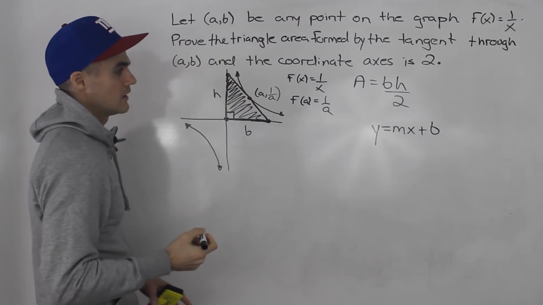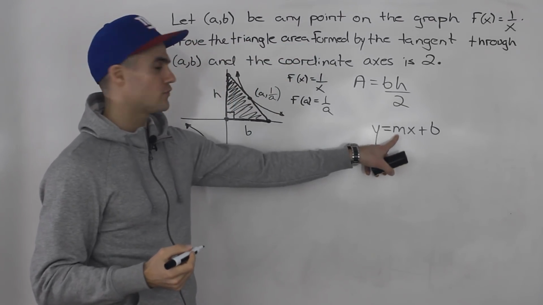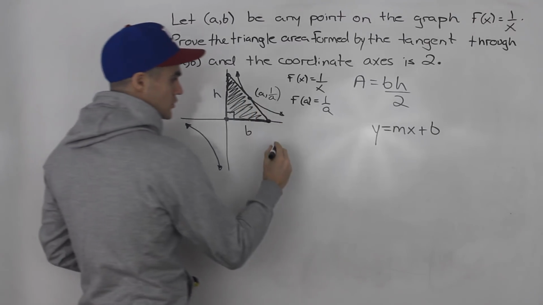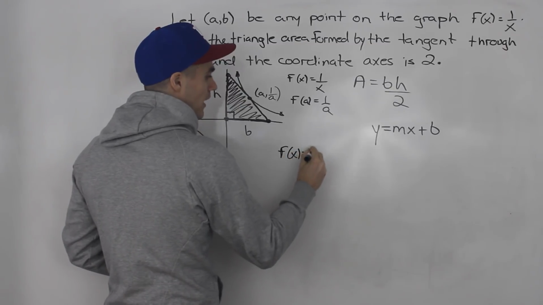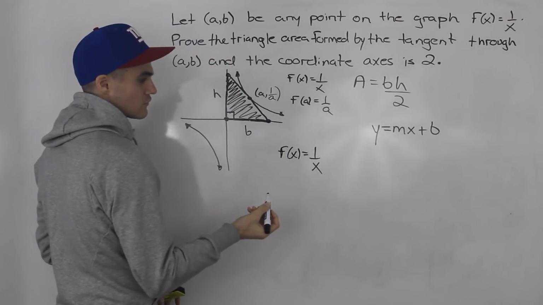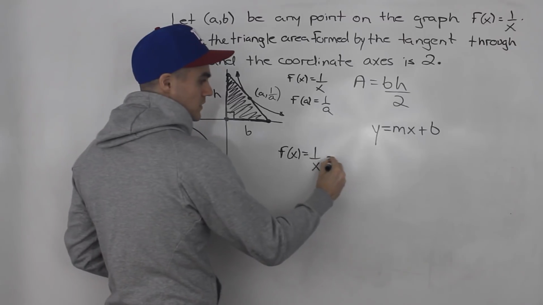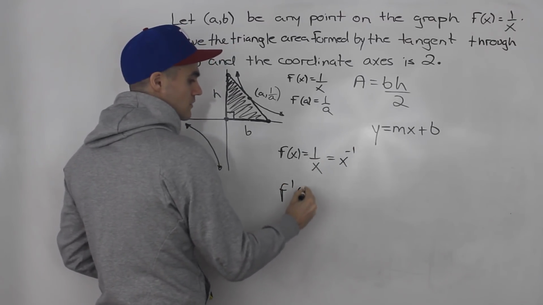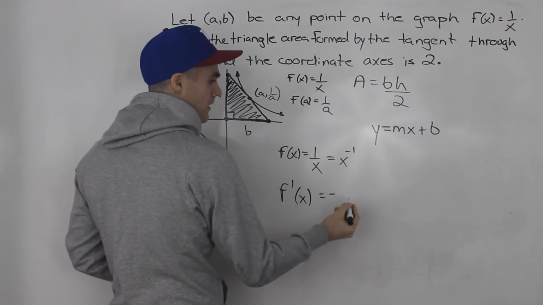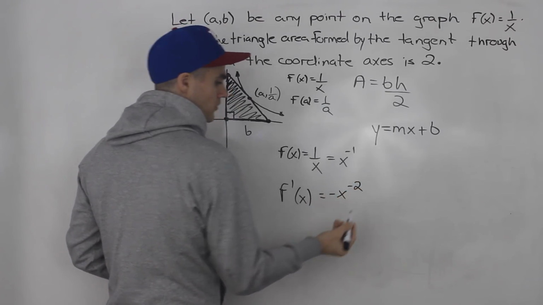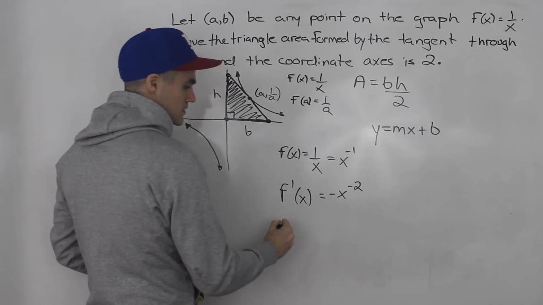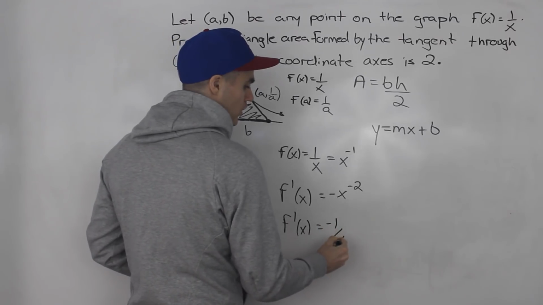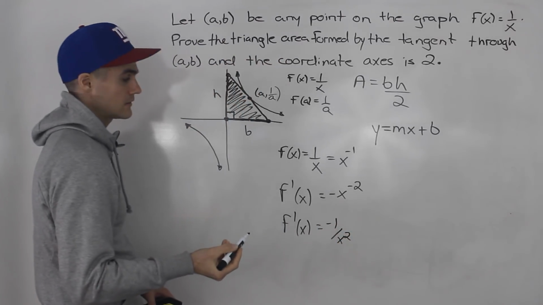Right? So we're going to have to get some kind of equation for that tangent line, y equals mx plus b. Now, let's start off with the slope. How can we find the slope of this tangent line? Well, we can take the function f of x equals 1 over x, and we can find its derivative. So f of x equals 1 over x, we can rewrite that as x to the negative 1. And if you take the derivative, apply the power rule, bring the negative 1 down, and then subtract 1 from the exponent, you get something like that. So the derivative is negative 1 over x squared, like that.